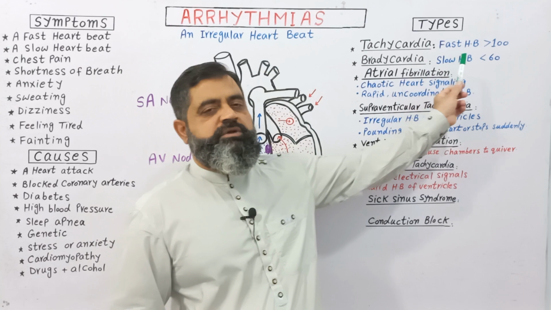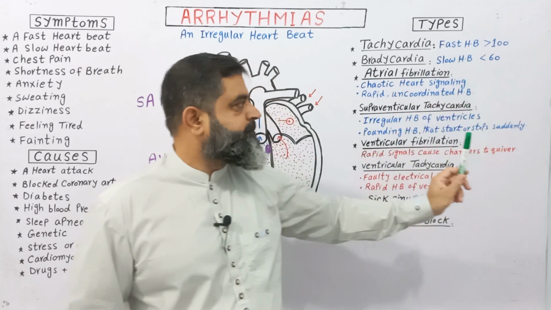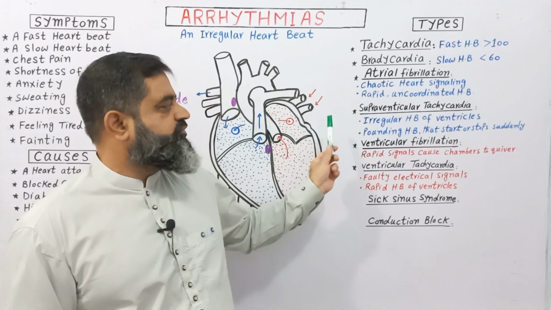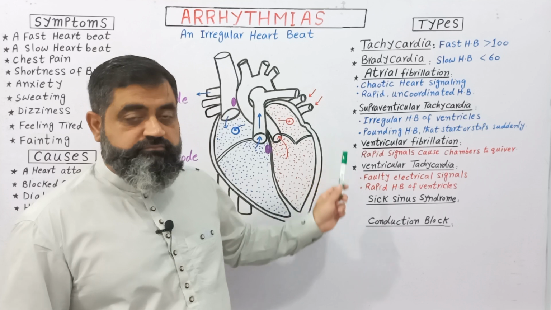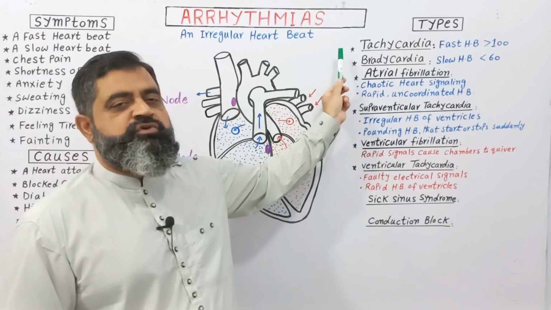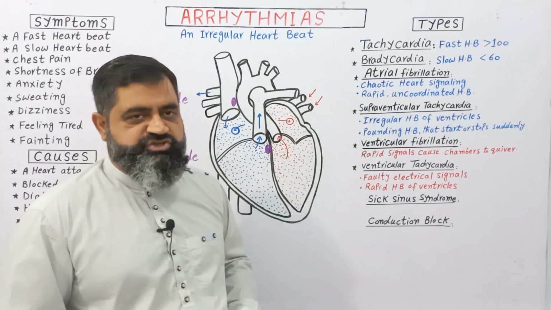Bradycardia, which is slow heartbeat, is usually less than 60 heartbeats per minute. There are also some other types of arrhythmias depending upon the tachycardia or bradycardia. So if we look at the types of tachycardia, there is, number one, atrial fibrillation.